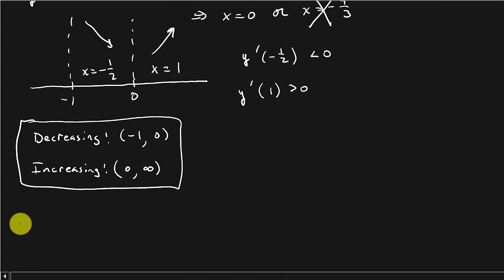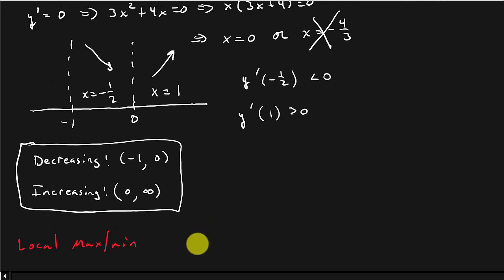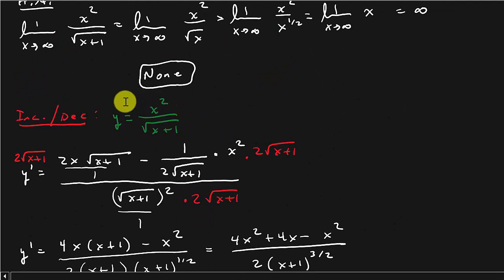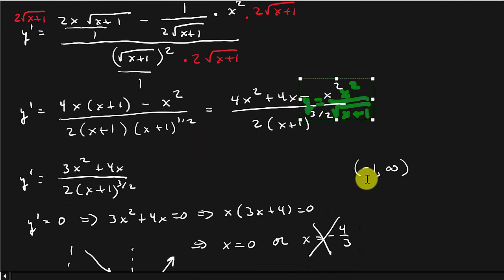And now I have my local max min. Well, you can see here I have a local minimum at 0. And so I have a local minimum at 0. And then how do I get the y coordinate? I got to take the 0 and plug it back into the original problem. So let me go up here. There's the original problem. Let's just pull this down.